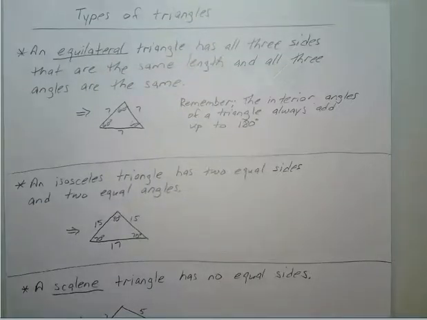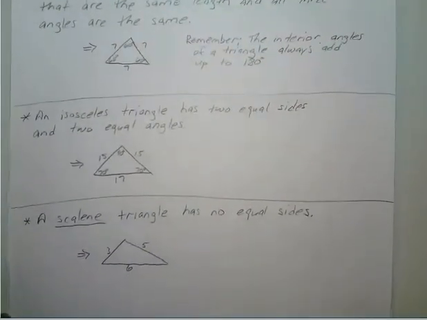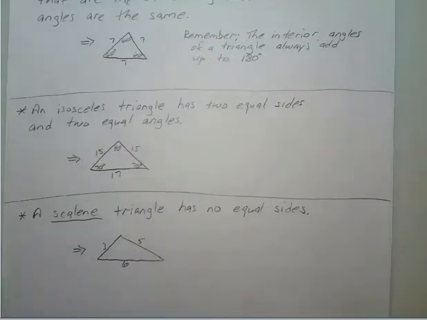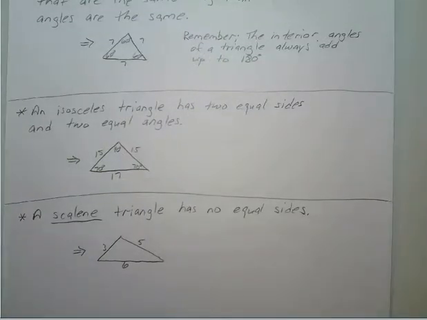Next is a scalene triangle, and a scalene triangle has no equal sides. They could be anything. It could be 3, 5, 6, or 7, 8, 9, or 3, 4, 5. It doesn't matter. It's just that none of the sides are equal. If you're still writing, feel free to press pause, but we're going to move on to our next page.